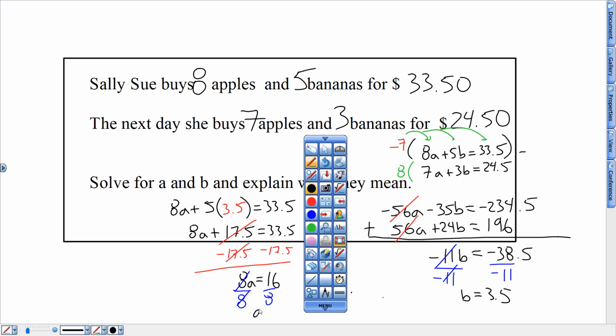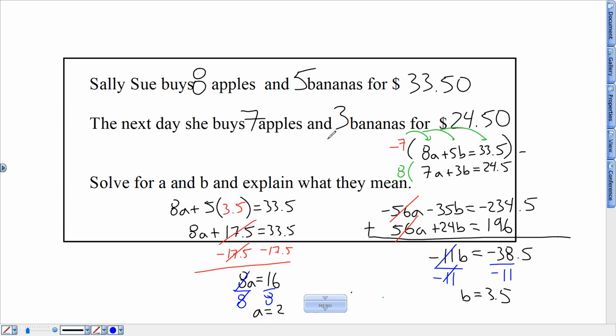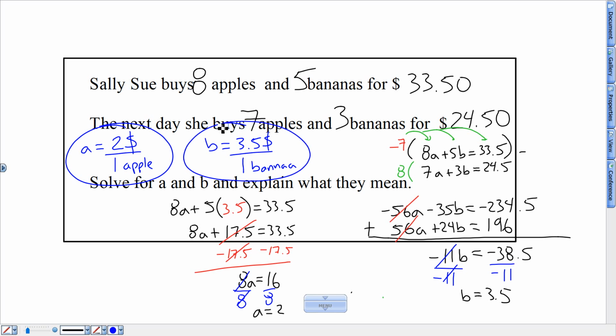All right, but remember on this one, can't just stop right there. You need to explain what those answers mean. And here's what I want. I want A, 2. I want you to realize that's $2 for every 1 apple. That's the unit rate price per apple. The B number is the price per banana. $3.50 for every 1 banana. That is a unit rate for banana. So solving for A and B, you're getting the unit rate price for apples and the price for bananas.